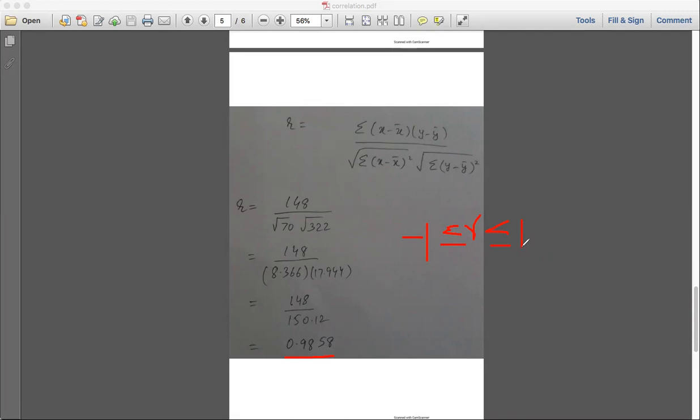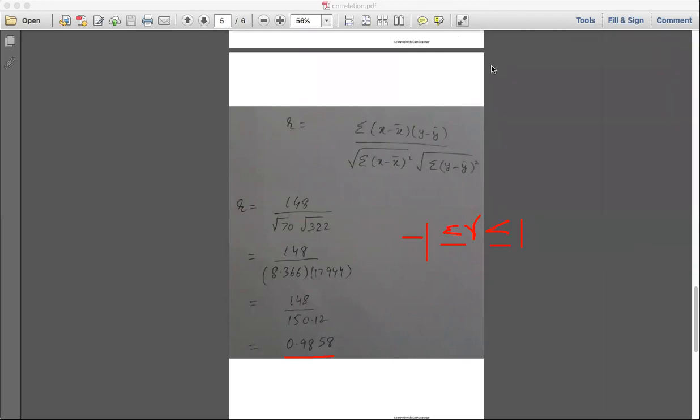Just students, any question about this? If you have any question, you can ask me. Students, if you have any question about this correlation, you can ask me. This is very simple. You know, we have already learned about mean. In this formula, there is a mean, there is a deviation we know, the sum we know, and the other things, that is very simple. The formula is very simple to find this correlation.